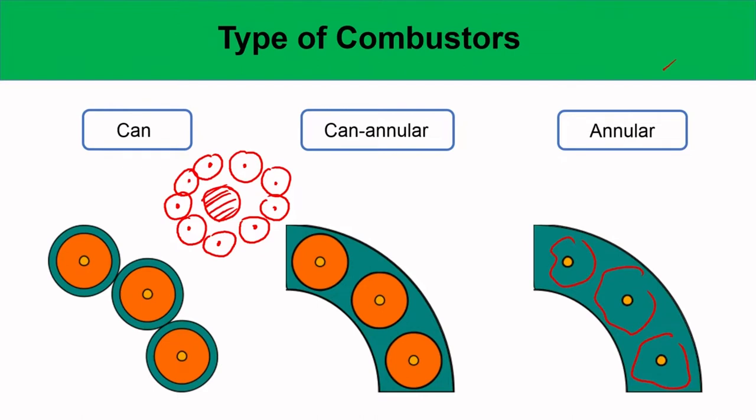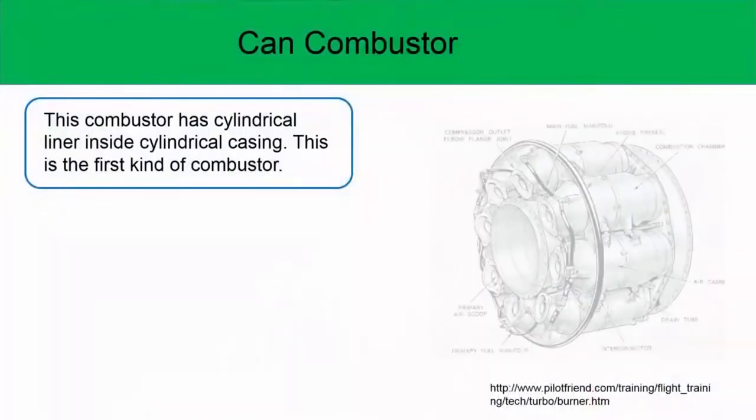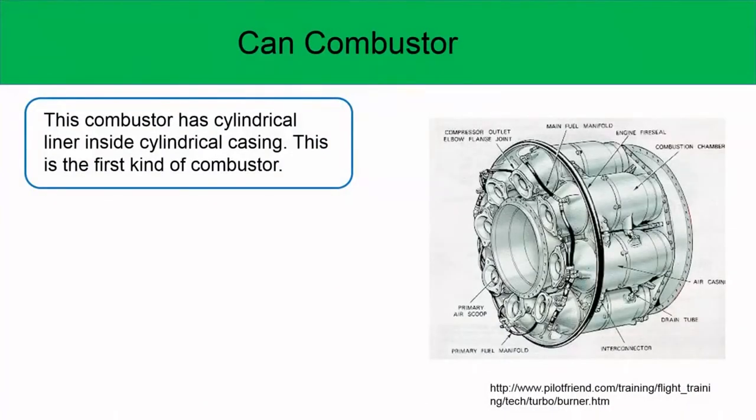The most modern engines essentially use this type of combustor, whereas this is the most primitive type of combustor. These combustors were used in the most primitive engines, or the first engines which were made by Frank Whittle, etc. But modern engines like the Rolls Royce engines and GE engines all essentially use these annular type combustors. So, what is the can combustor? This is an example of a can combustor.